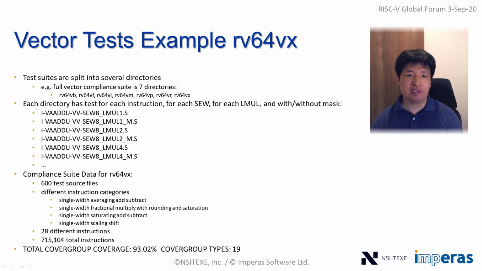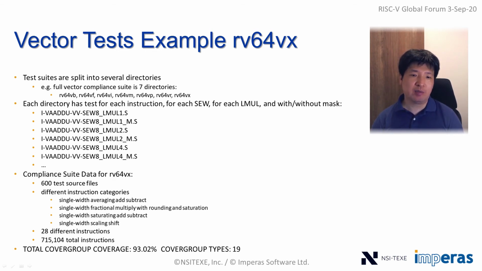Each directory has a test for each instruction, for each SEW, for each LMUL, and without masks. Let's take a closer look at the fixed point categories. In the fixed point categories, there are 600 test source files. In these test files, there are 28 different instructions and 700 kilo total instructions.